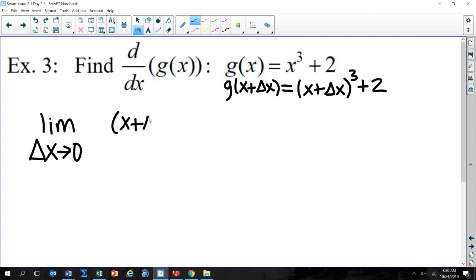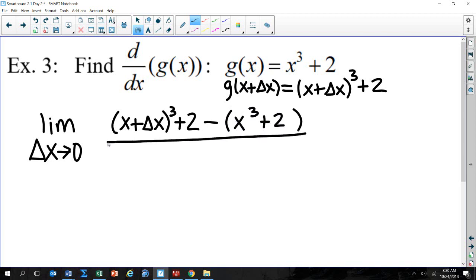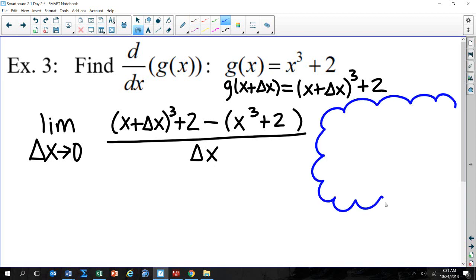I'm going to have x plus delta x cubed plus 2. Okay. Then I'm going to do minus g of x, and I'm putting all of g of x in parentheses. Okay. What is minus g of x? G of x is x cubed plus 2, all over delta x. Any questions about how I set up my limit?